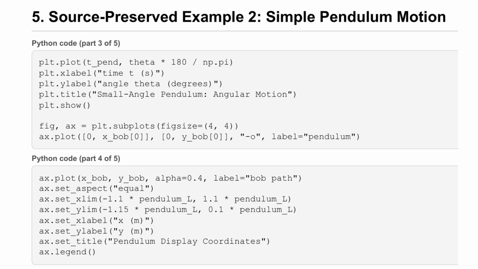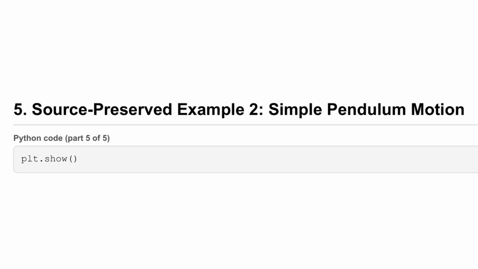Here we generate the time array and compute the angular displacement. The trigonometric mapping then converts these angles into x and y coordinates for the bob. This code section finalizes the plotting commands. It sets up the axes to show both the angle over time and the spatial path of the pendulum bob.